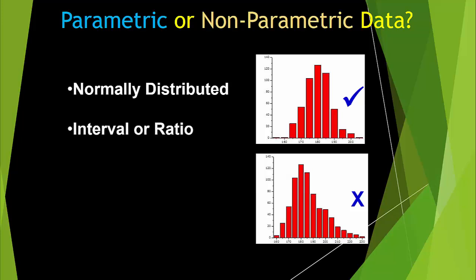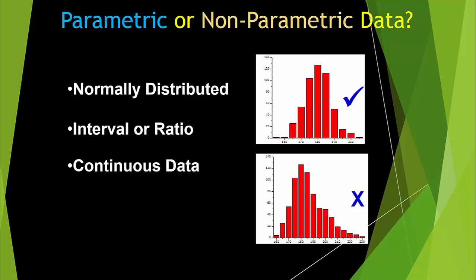The second criterion is that our data must be interval or ratio, and we explored this in the first video where we looked at the hierarchy of data types, which I've already reminded you of. If the data is ordinal or nominal, then it cannot be regarded as parametric, i.e. it would be instantly relegated to be non-parametric.